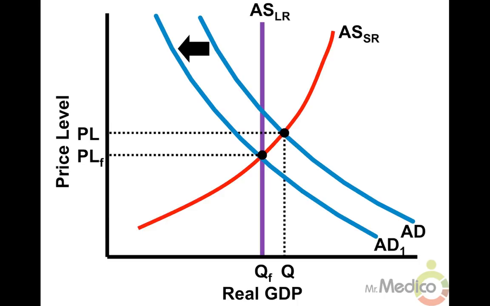Here's a leftward shift of aggregate demand, starting from demand pull inflation. This can be caused by a decrease in consumption, a decrease in investment spending, a decrease in government spending, or a decrease in net exports. Prices come down, output decreases.